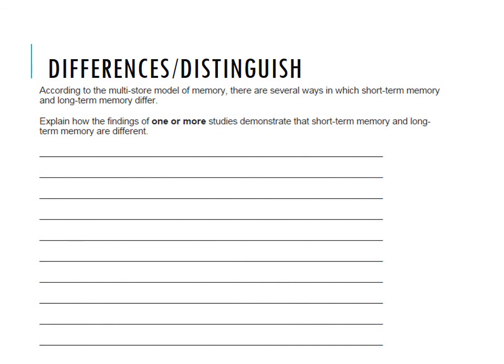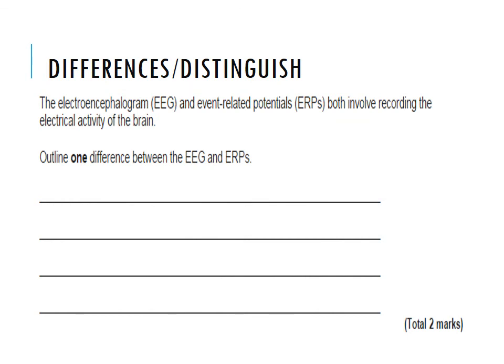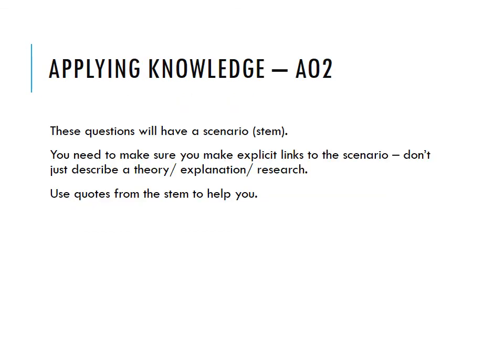If they were to say the capacity of short-term memory is 7 plus or minus 2 items, whereas the capacity of long-term memory is potentially unlimited, they are meeting the mark scheme and the assessment objectives. Outline the one difference between EEGs and ERPs. Again, use your connective, whereas, however, conversely, to show that you understand the difference.